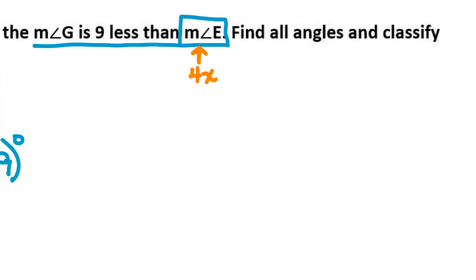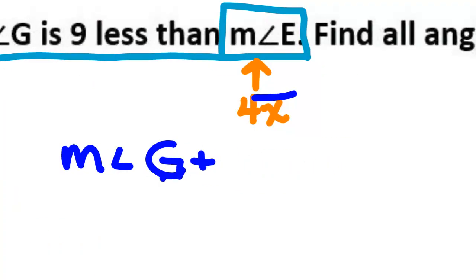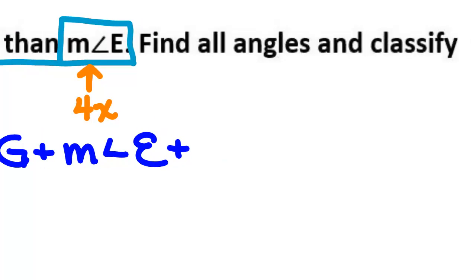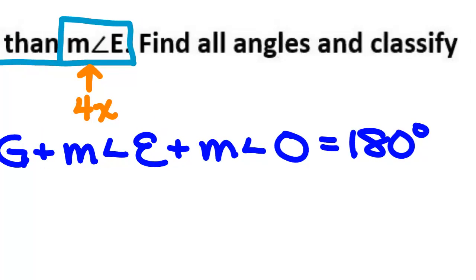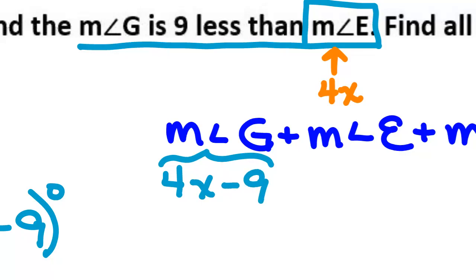What can I do from here? What can I do now that I have all three angles? Add them all together to equal 180. Absolutely correct. So the measure of angle G plus the measure of angle E plus the measure of angle O is equal to 180. In the place of angle G, I'm going to put 4x minus 9.